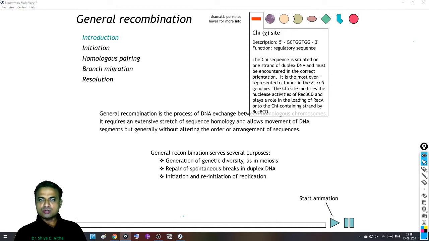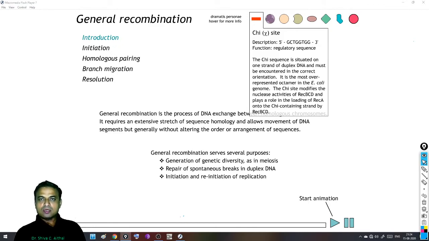This is one of the most repeated sequences on the DNA during recombination, and therefore it is called the most overrepresented octamer in the E. coli genome. Why is it present repeatedly? Because the attachment of the proteins which initiate the recombination is a random event, and translocation is a process by which these enzymes move on the DNA. During translocation, the enzyme will come and attach at a site where it can start the recombination process, and that site is called the Chi site.